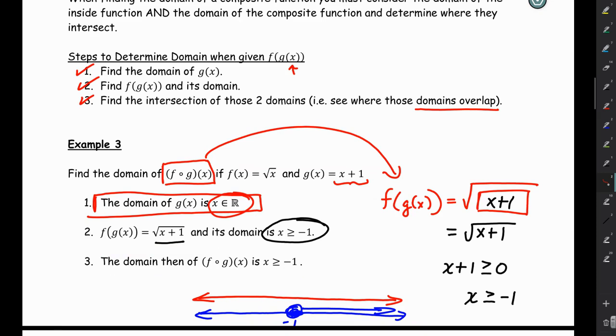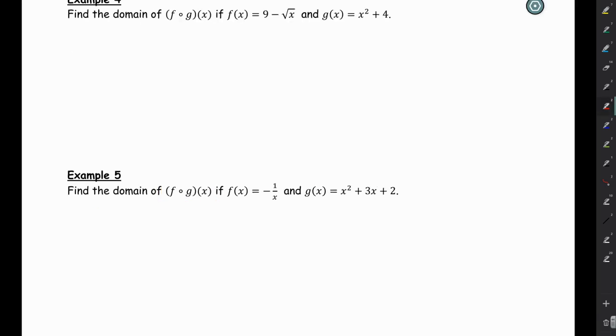Now, that is a little tricky. This isn't something that you're just going to instantly get. We've got to do some practice, and hopefully you'll feel better as we do those. For example 4, we're going to find the domain of f of g of x given f and g. All right, so step 1, we want to find the domain of the inside function.